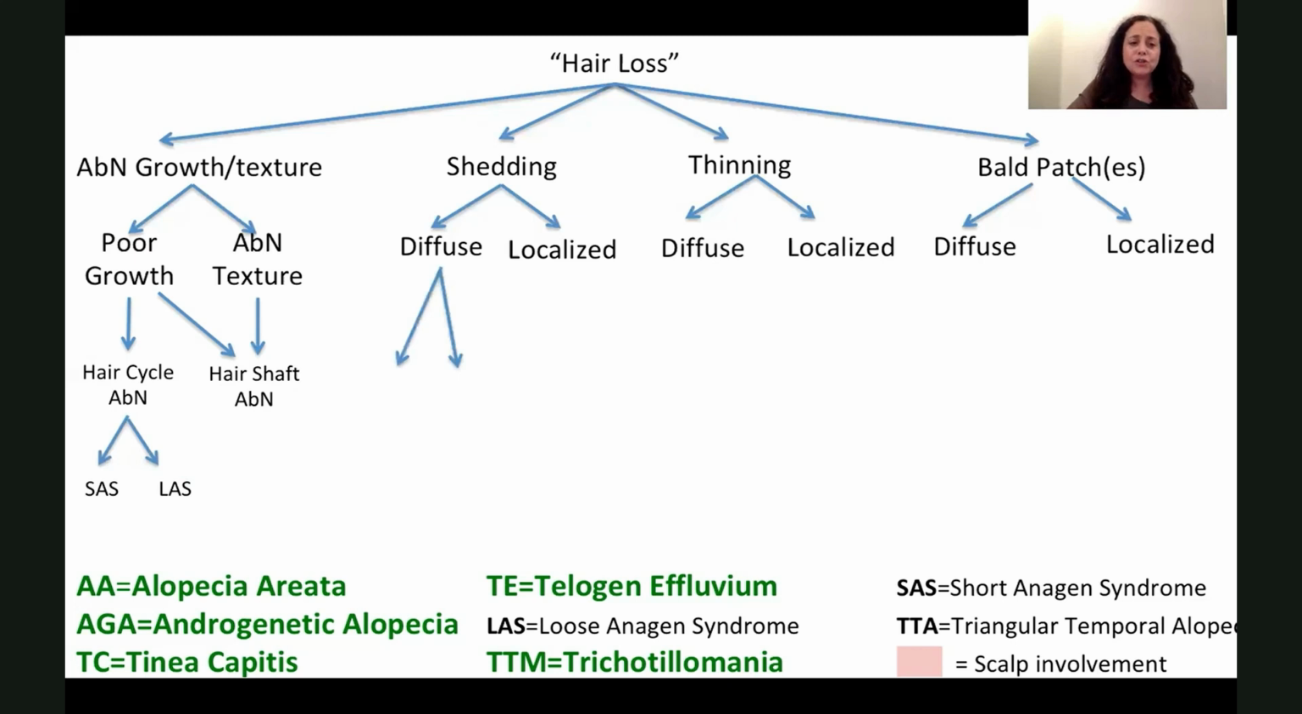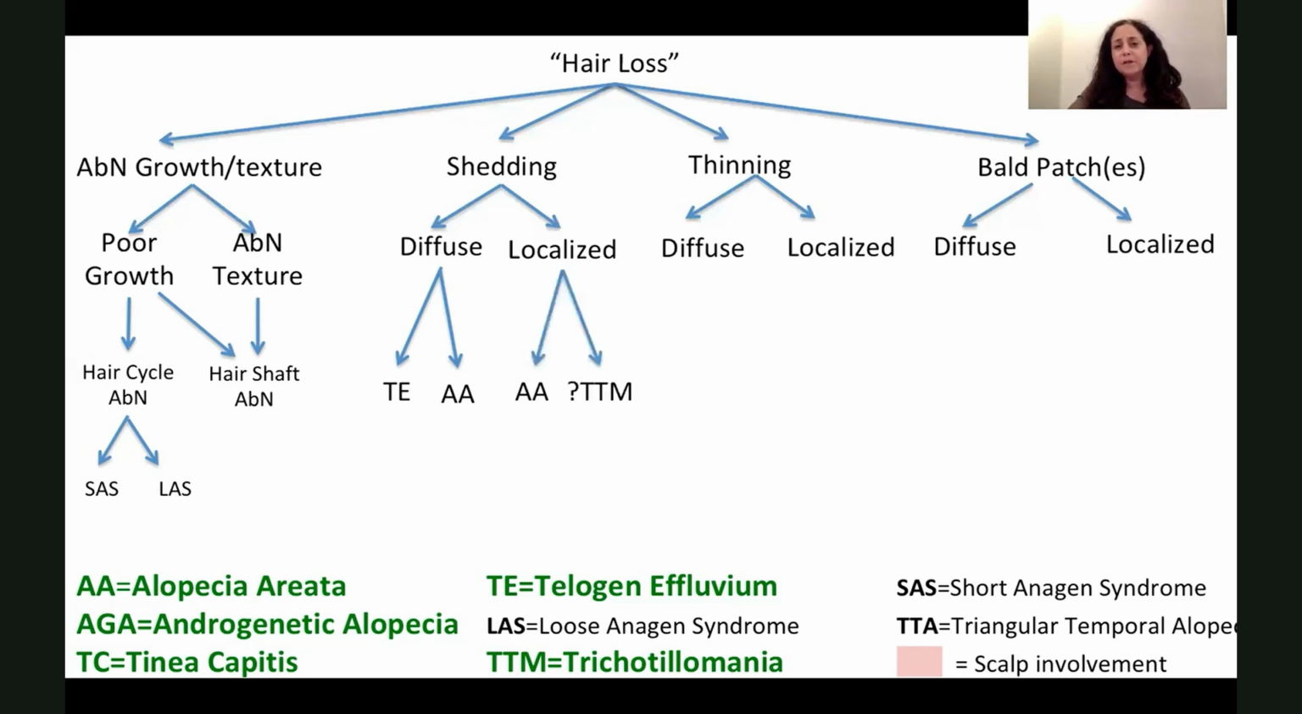Abnormal hair texture can also be a sign of a hair shaft abnormality. Let's look at the second category, which is shedding, and we divide that into diffuse and localized. Diffuse causes of shedding would be telogen effluvium, which typically occurs all over the scalp, and the rarer form of alopecia areata, which presents as sort of a diffuse shedding with ultimate thinning rather than bald patches.